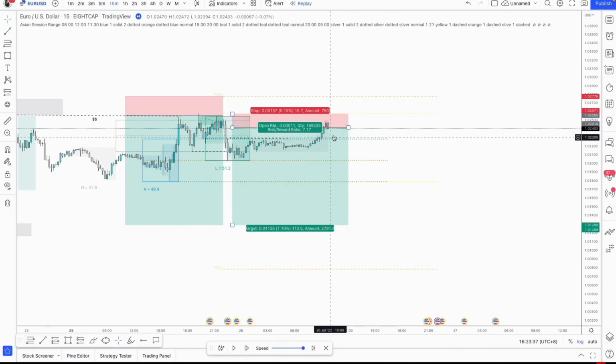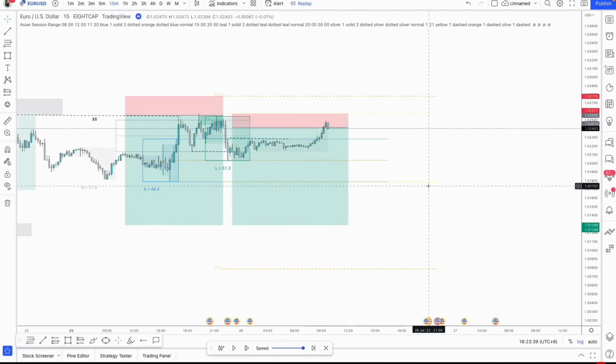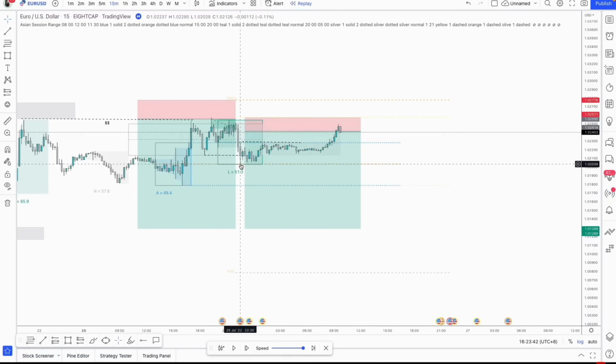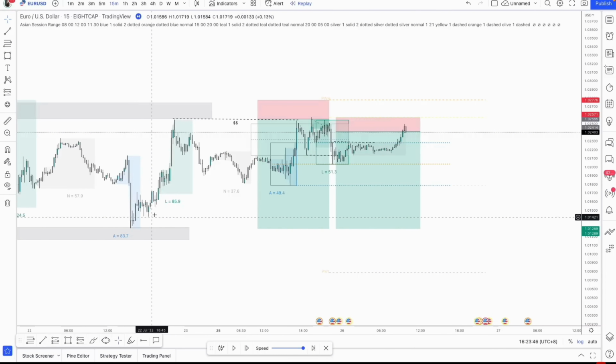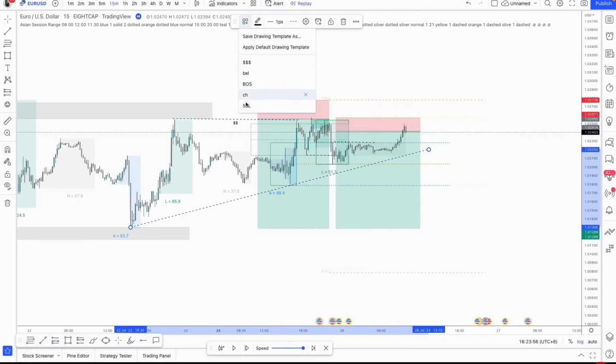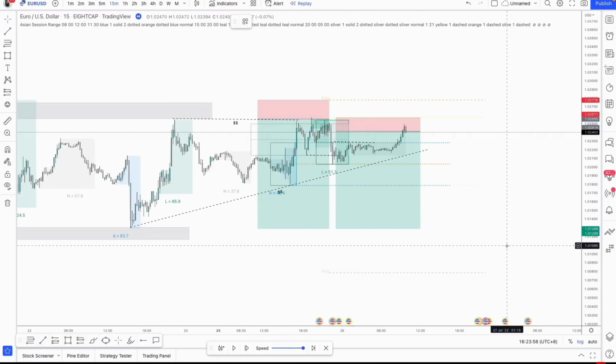When New York starts, we have an unswept London low, an unswept Asia low, and all of this liquidity to here. Another unswept London low, another unswept Asia low. And what are we also starting to form? A trend line to the upside, which is more liquidity.